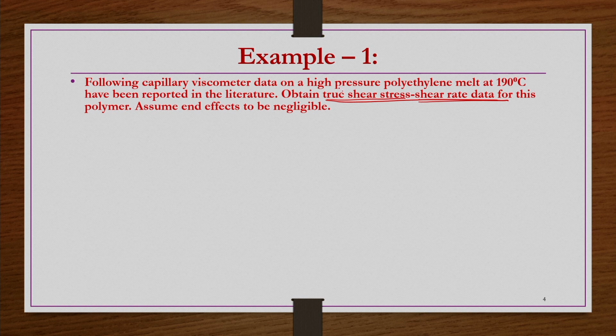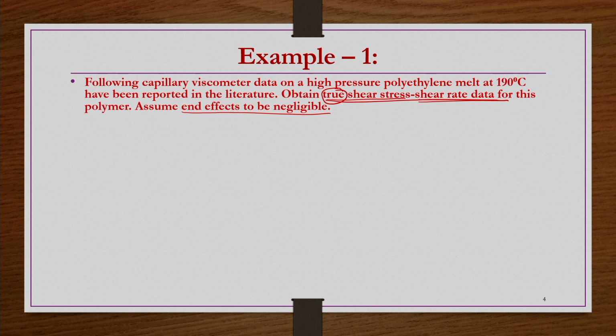The word true is specifically used because we know there is a case like apparent or nominal shear rate information that you may get in general from the capillary viscometer, but we do not want apparent or nominal shear rate, we want true shear rate. And then it also mentions: assume end effects are negligible.